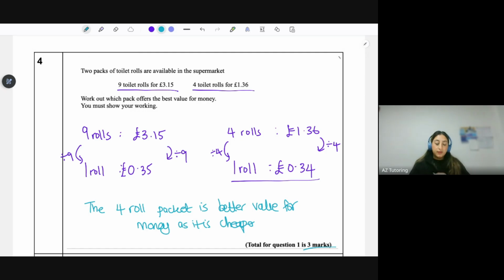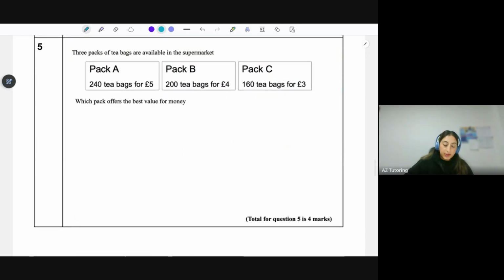So which one is the better value for money? You can see here for 1 roll, I'm only going to be paying 34p, but for the other, 1 roll, I'm going to be paying 35p. So moving on to the next question.